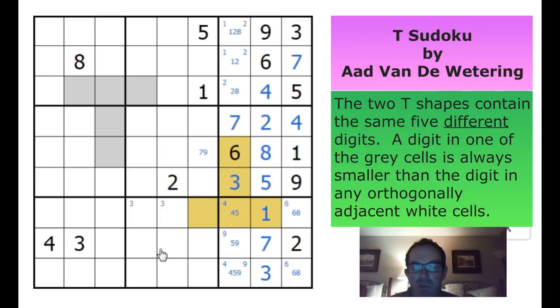We've got a 1, 3, 6, and a 4 or a 5. Possibly we could have a 4 and a 5. I guess if this is a 4 and this is a 5, that would be okay. But where can I put the 1 in this T shape? There's only one square that can be a 1. It's that square. So let's put that in.